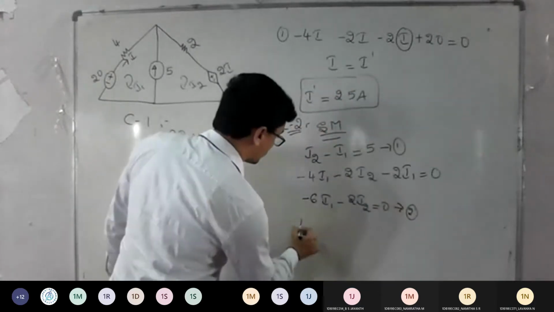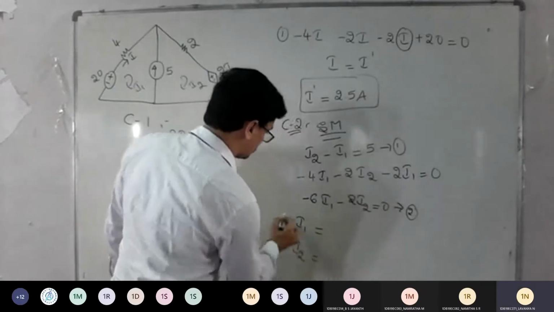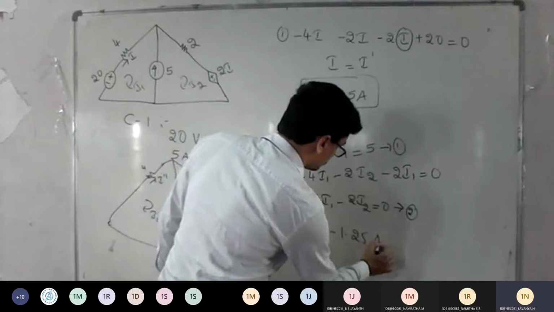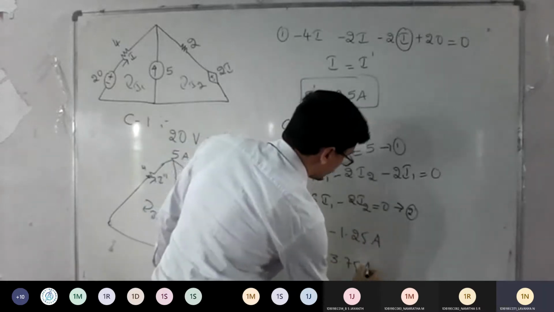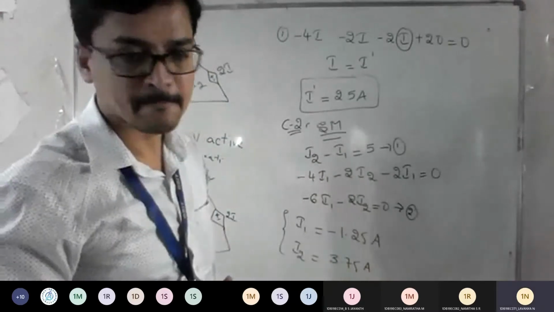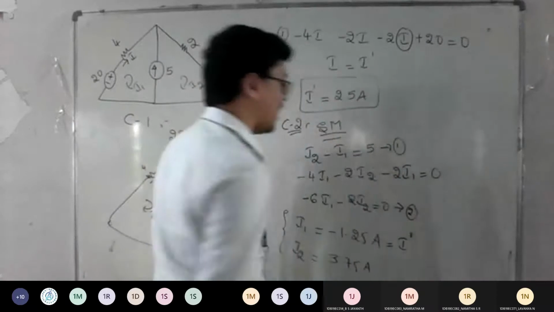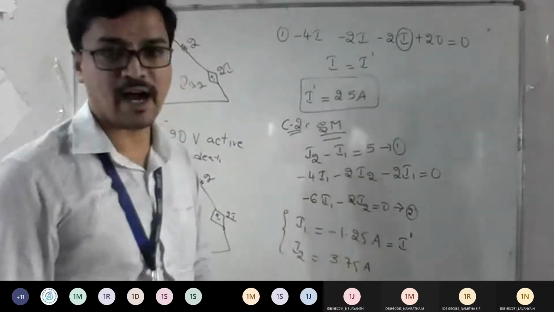So solve these two and tell me the answers of I1 and I2. Sir, I1 is minus 1.25. Okay. I2 is 3.75. Out of these two answers, which one do I want here? I1, sir. I1 is required. So I can call this itself I double dash. See, I got I dash as well as I double dash.